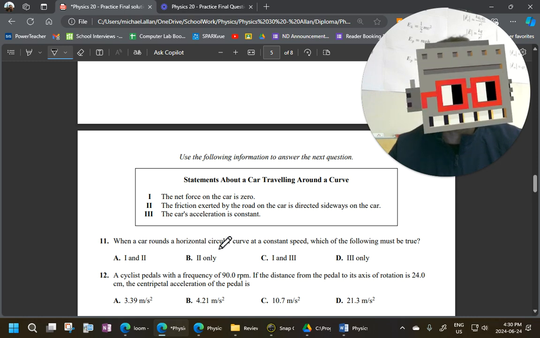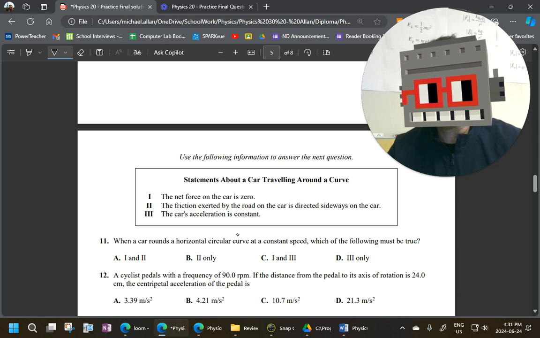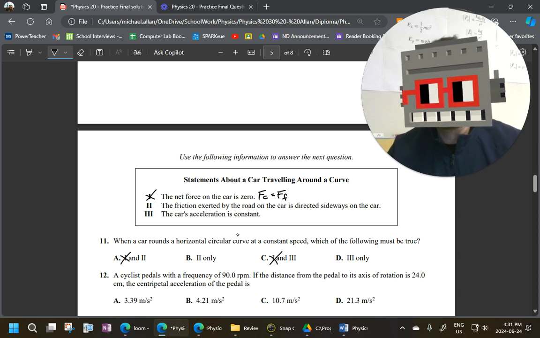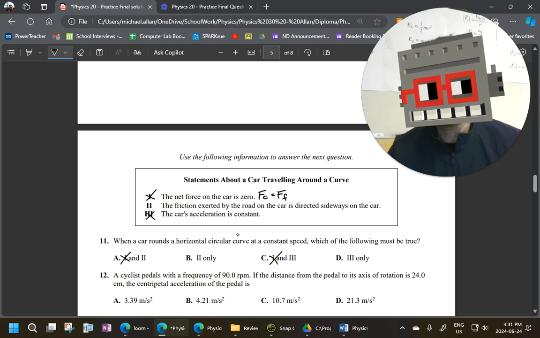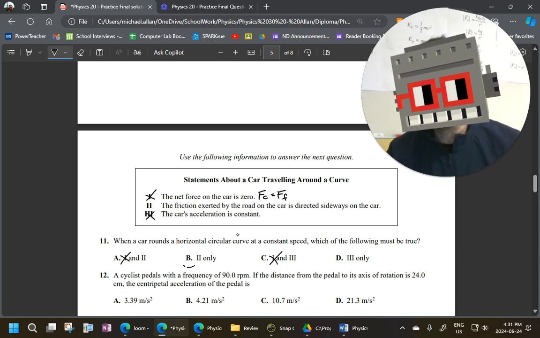Statement about a car around a curve. Okay. When a car is on a horizontal curve at a constant speed, which of the following is true? So 2 is true. Net force is not 0, so this net force is going to be something. Maybe my net force is probably going to be like my friction on my tires. So that's not going to be 0, so that's not true. So I'm going to cross everything that has a 1 on it. There we go. The acceleration is constant. That's not true either, right? Because the acceleration is always changing. So it's got to be 2. There you go.